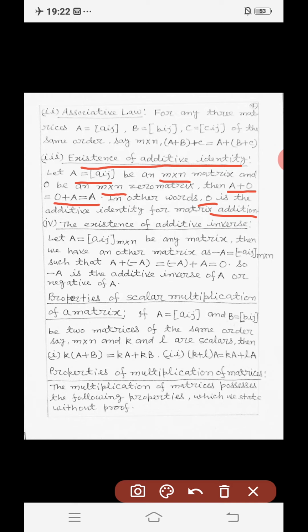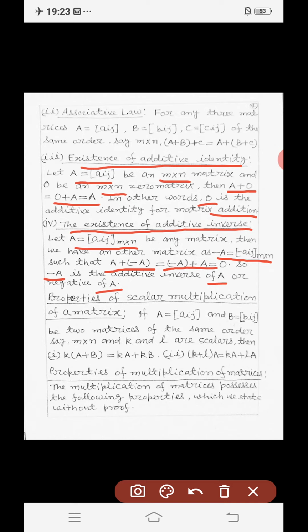Fourth, the existence of additive inverse. Let A equal to Aij of m by n be any matrix. Then we have another matrix minus A equal to minus Aij of order m by n such that A plus (minus A) equal to minus A plus A equal to 0. So minus A in this case is called the additive inverse of A or negative of A.